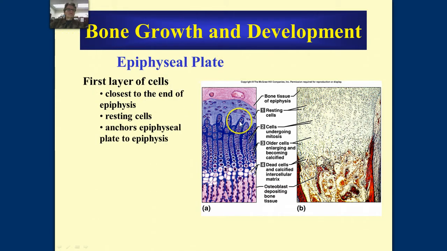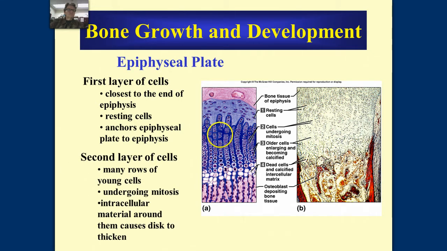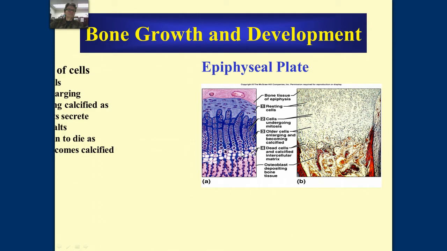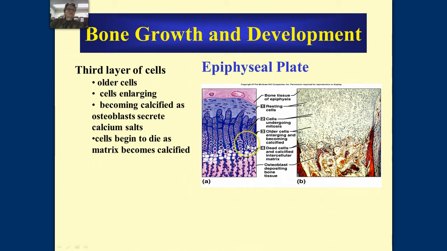You have the first layer of cells. Here's the epiphysis, and then you have a layer of resting cells that anchors the epiphyseal plate to the epiphysis. You have the second layer of cells, many rows of young cells undergoing mitosis, rapidly dividing, and as they're dividing, it's lengthening this bone. The intracellular material then causes the disc to thicken, and as it thickens, it is actually lengthening that bone. The third layer of cells are older cells.